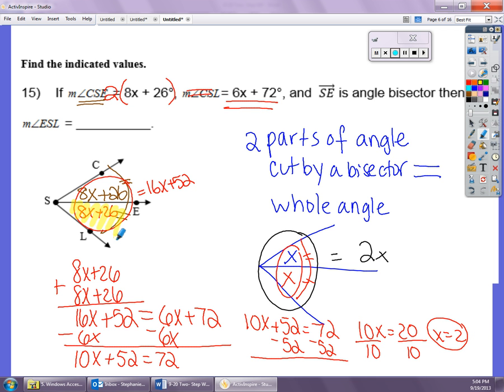Okay, since we already established earlier that ESL is equal to 8x plus 26, to solve it, you're just going to do 8 times 2 plus 26, which gives you 42 degrees. Don't forget the degree marking. Okay, so that takes care of your angle bisector question.